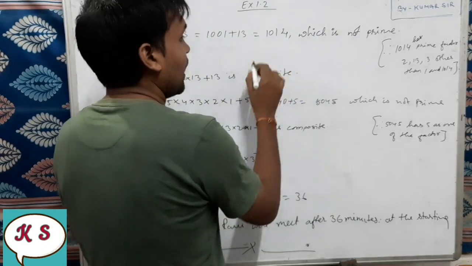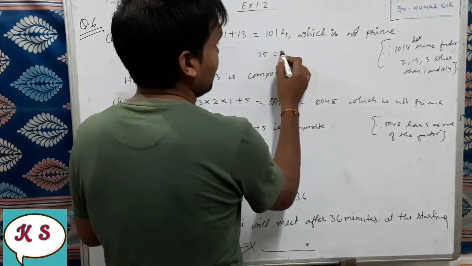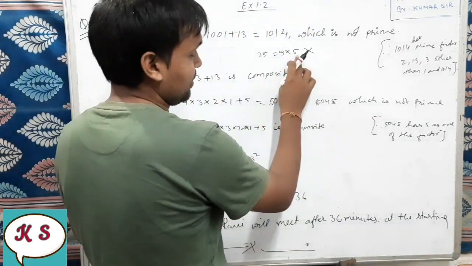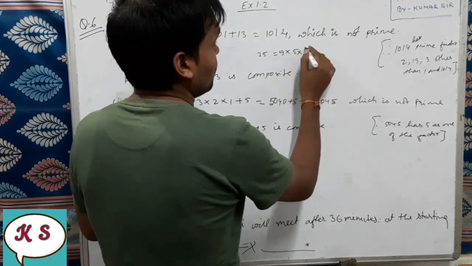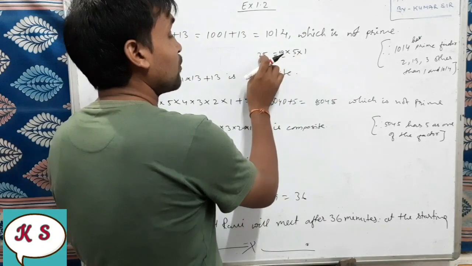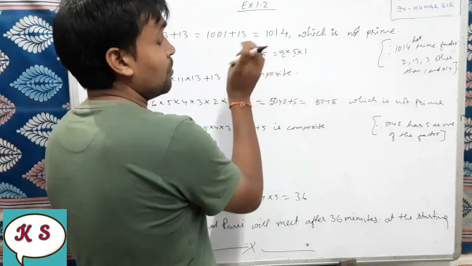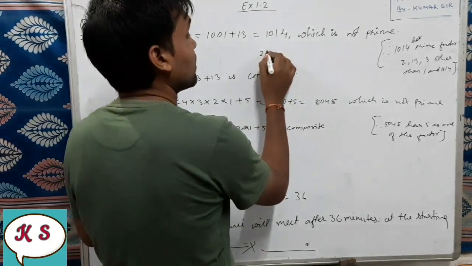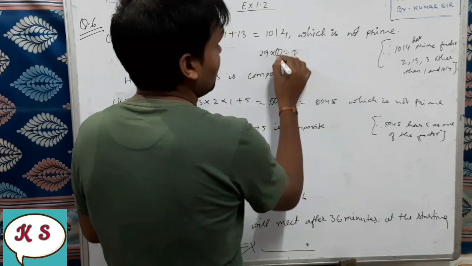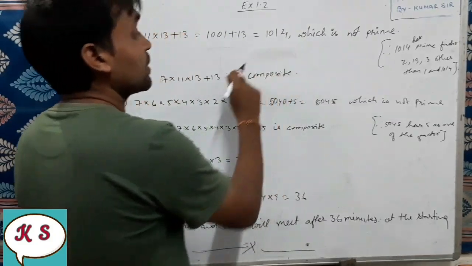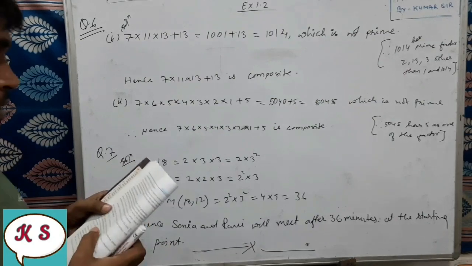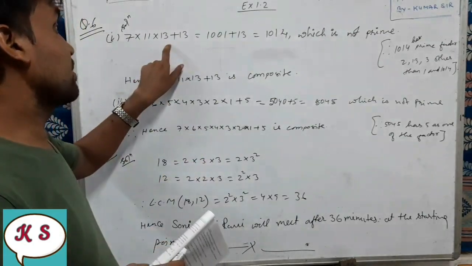Got it? Like 25 has a factor 5 into 5. So it is a composite number because it has a factor other than 1. What is that factor? 5. So 25 will be considered a composite number. But if it does not have any factor other than 1, like 29 into 1, then we call it not a composite number. So they are asking us to explain why this number is composite.